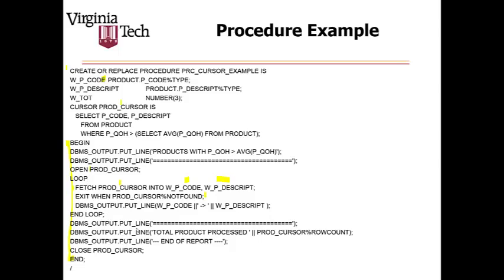When I'm all done, I'm going to say how many I processed. Oh, and look, I'm using the row count from my cursor. And then I am done, and I close my cursor. And that's the way programs work.